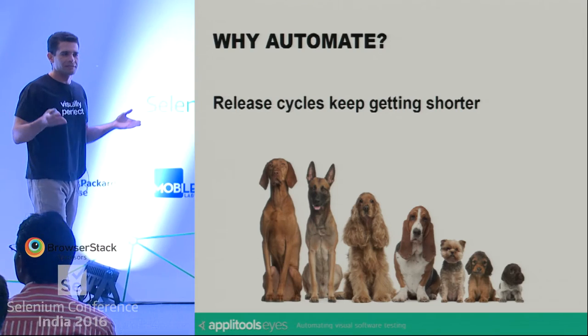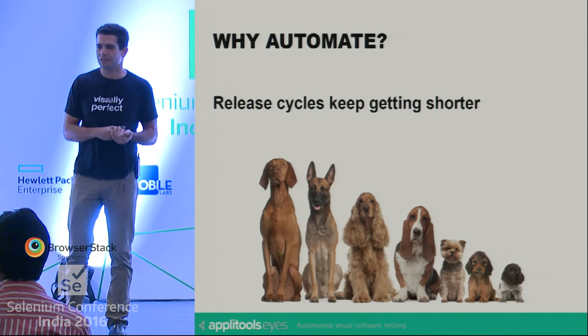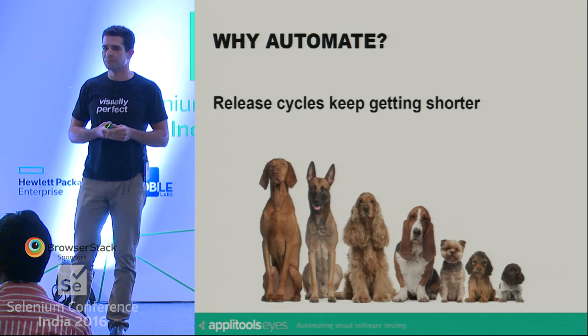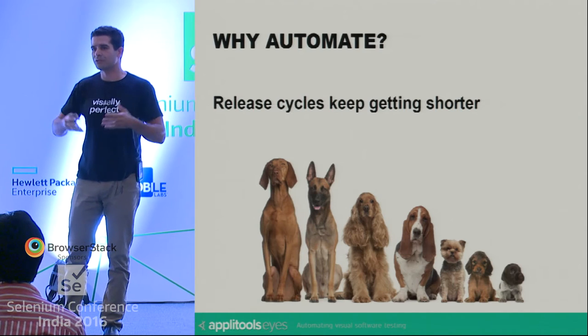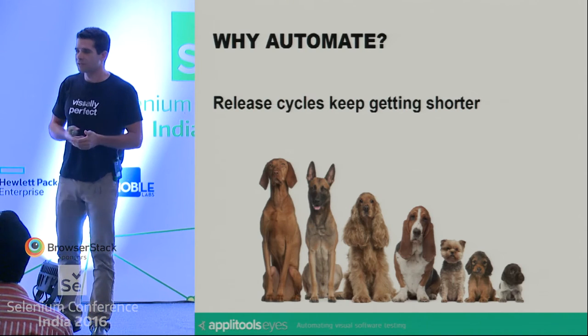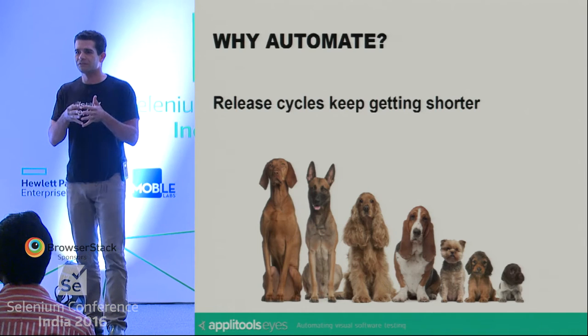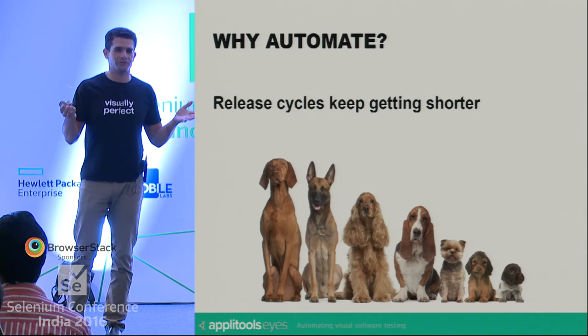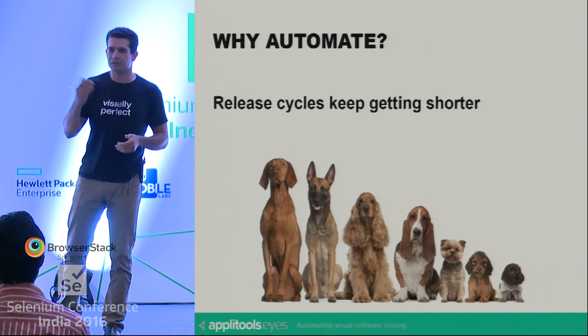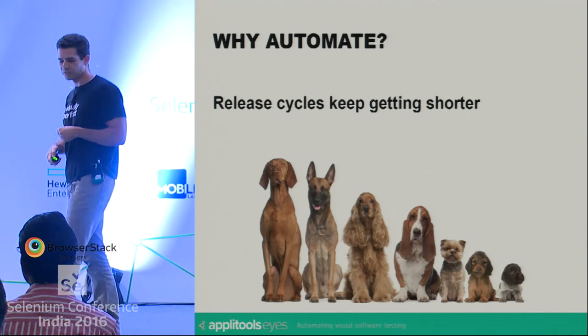In addition, release cycles keep getting shorter and shorter. Companies that are practicing continuous deployment, which is the current hype, let's say, are releasing code to production several times a day. And with such short release cycles, there's hardly any time to do any type of manual testing, let alone making sure that the UI looks right in such a huge amount of environments.